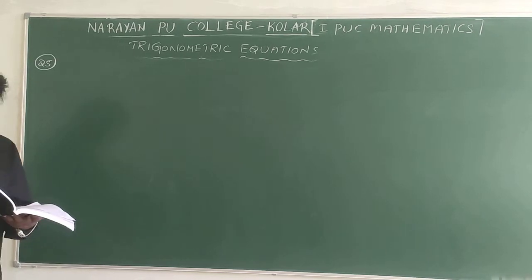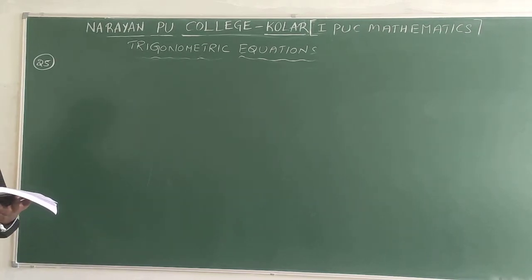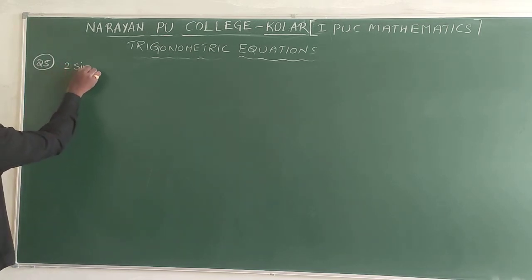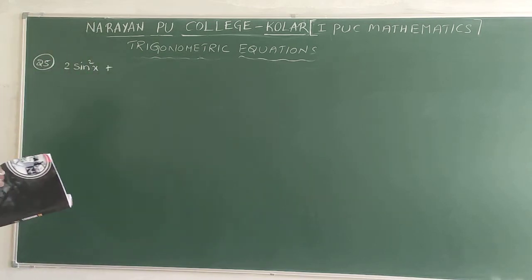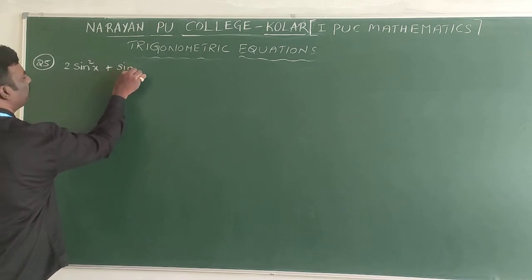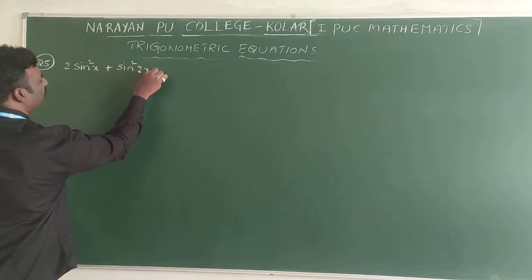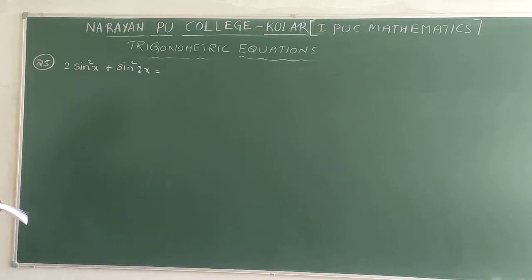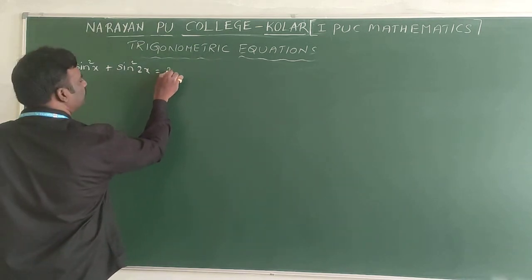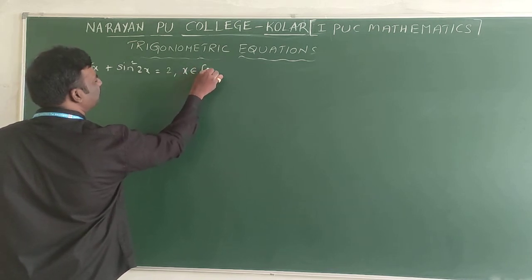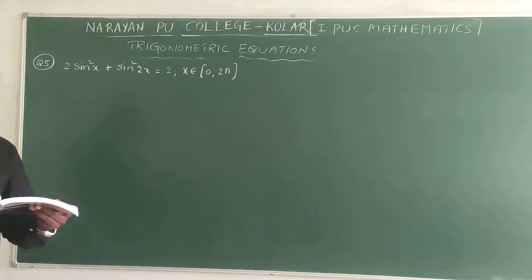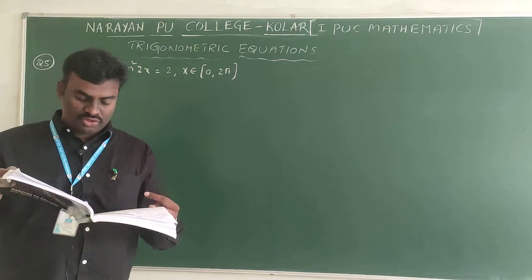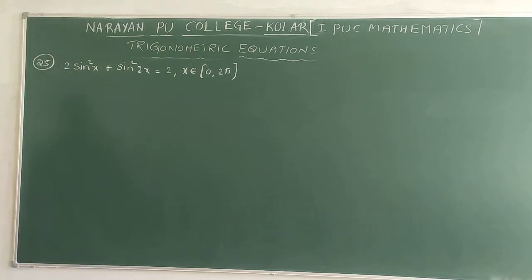In question number 25, they have given 2 sin square x plus sin square 2x is equal to 2, where x belongs to 0 to 2 pi. Now we have to find the number of solutions.